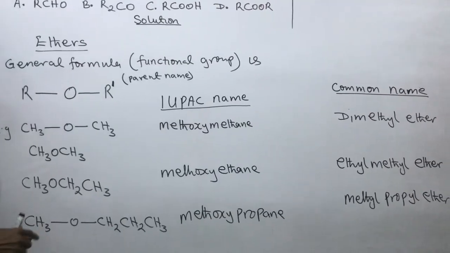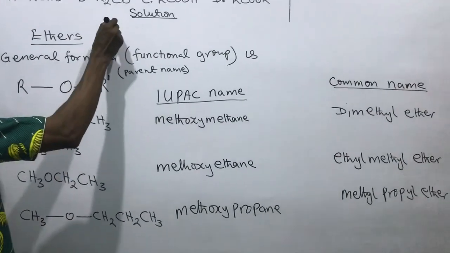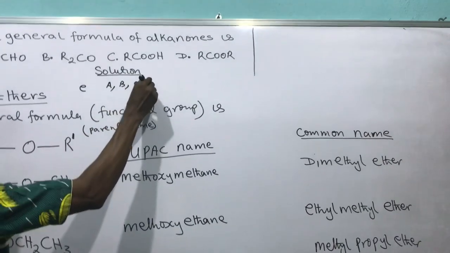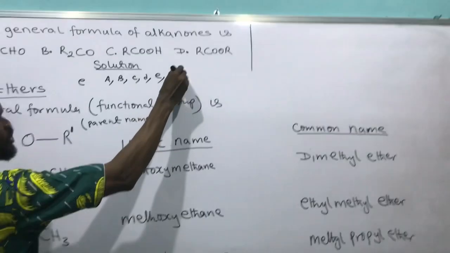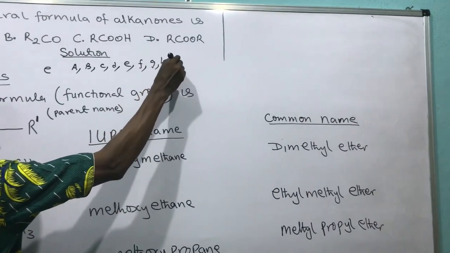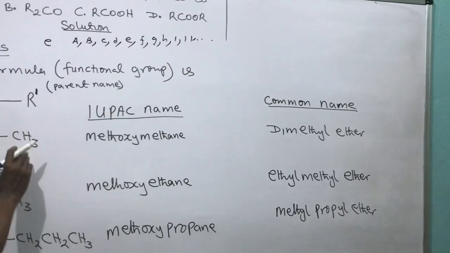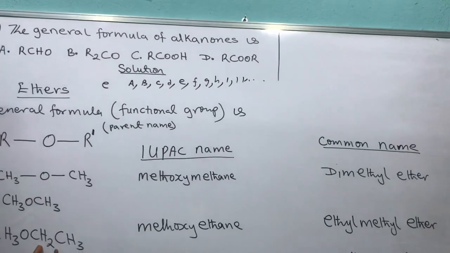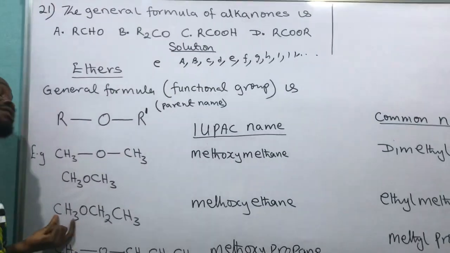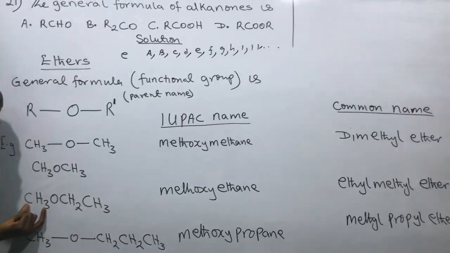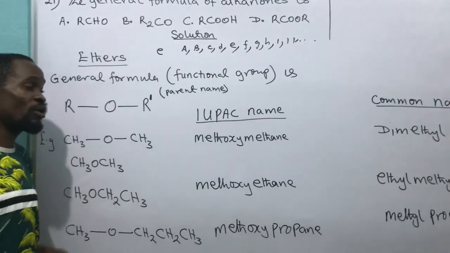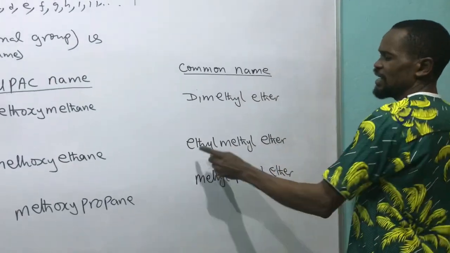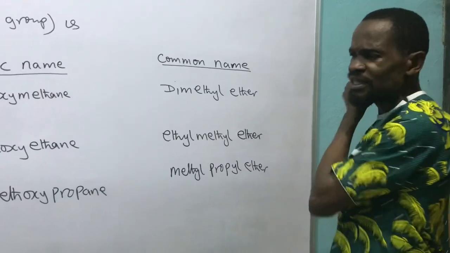Ethyl methyl ether. Why did I start with ethyl? E. If I count A, I will have B, C, D, and E, F, G, H, I, J, K, L, M. So I'll first meet E before I meet M. So I'll first pronounce the E, which is ethyl. Then I'll pronounce the second one, which follows with the word methyl, and I'll say ether. This stands for ether. Ethyl methyl ether. That's the common name.